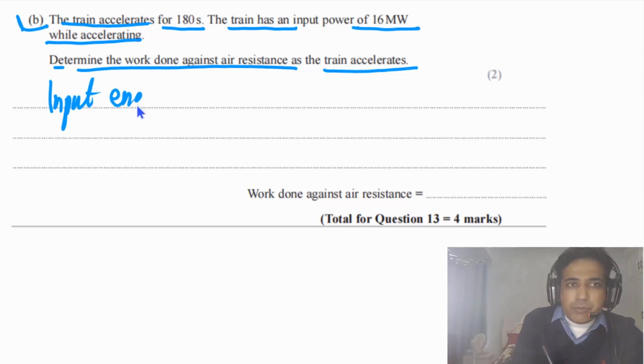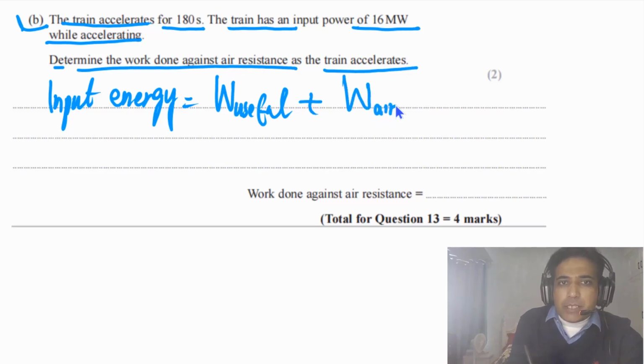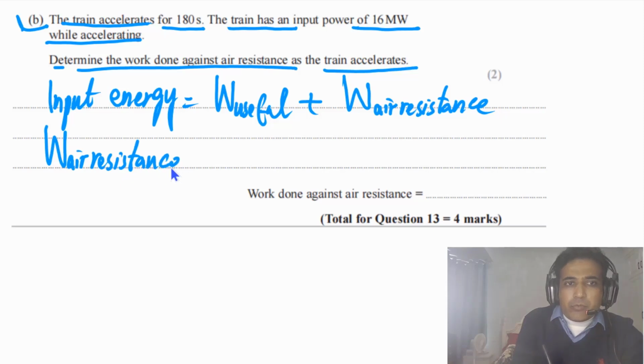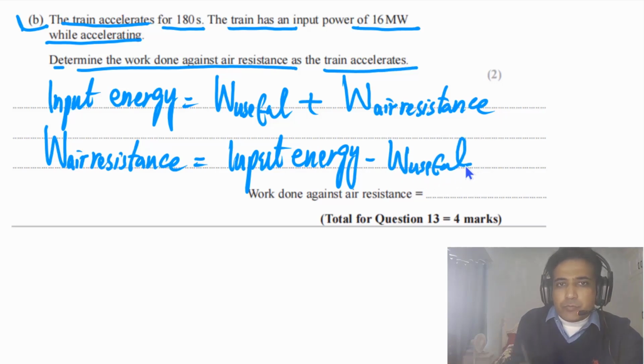Input energy has to be equal to useful work done plus work done against a resistance. For this question, we need to calculate work done against air resistance. So simply, work done against a resistance has to be equal to input energy minus useful work done.